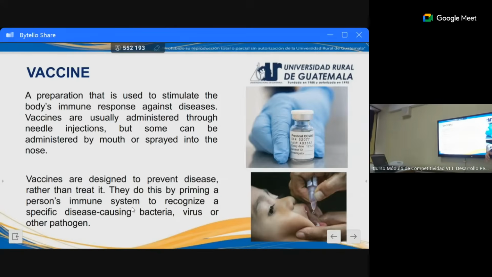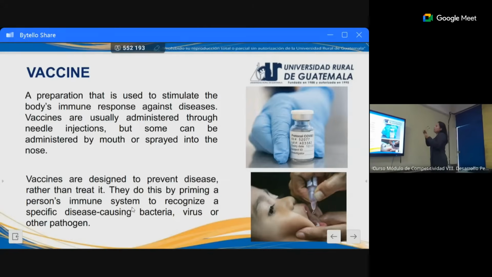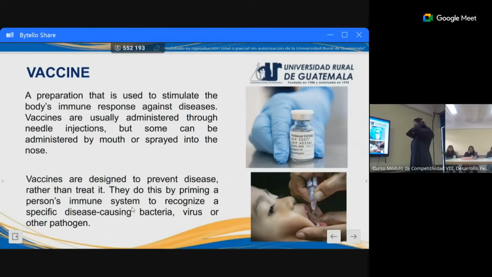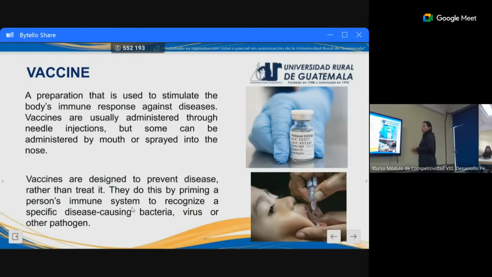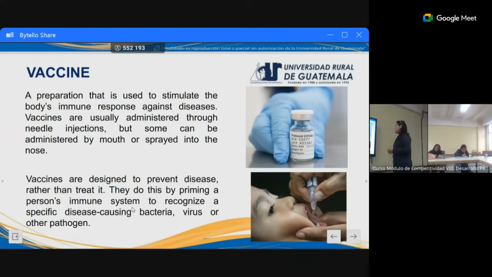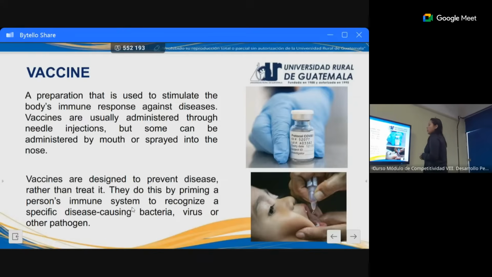What do we understand when we talk about vaccines? It says, a vaccine is a preparation that is used to stimulate the body's immune response against diseases. Vaccines are usually administered through needle injections, but some can be administered by mouth or sprayed into the nose. So there are different ways you can receive a vaccine. Vaccines are designed to prevent diseases rather than treat them. They do this by priming a person's immune system to recognize a specific disease-causing bacteria, virus, or other pathogen.